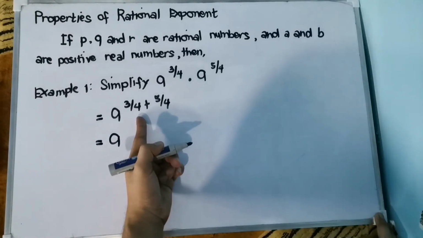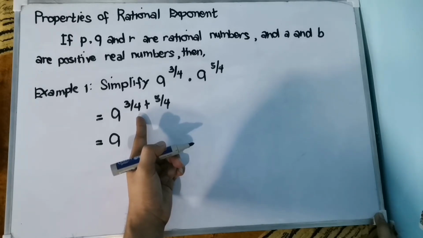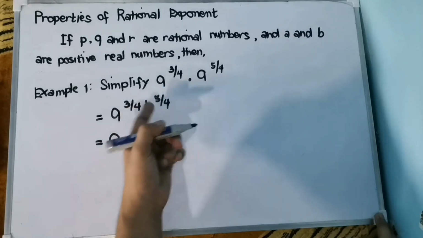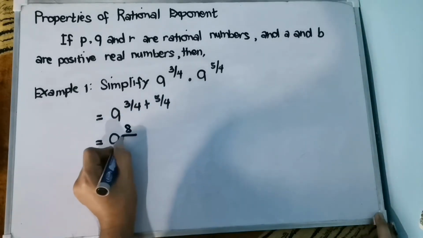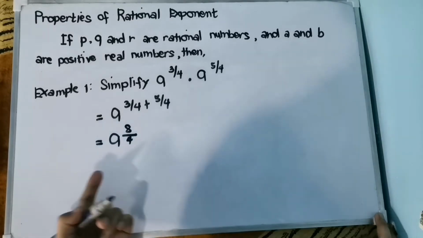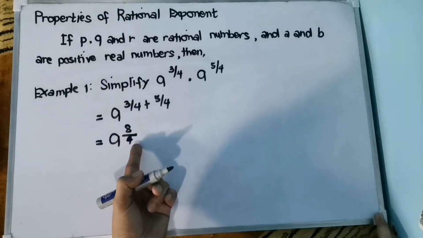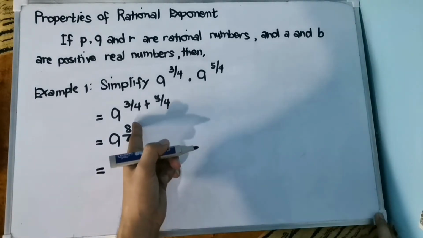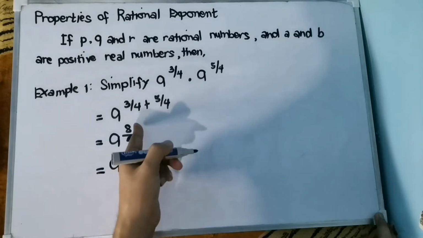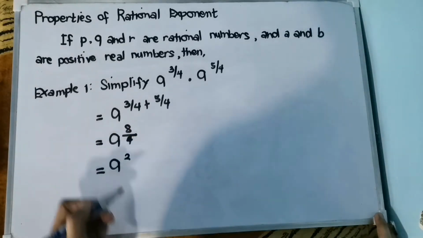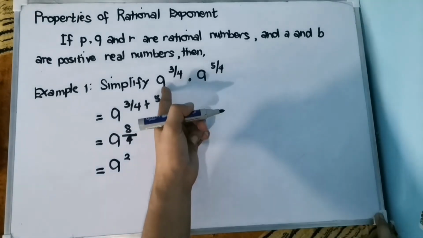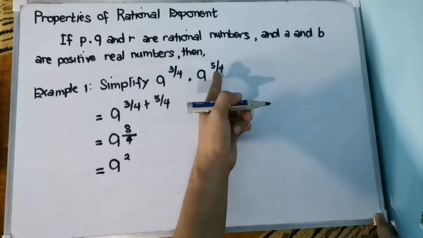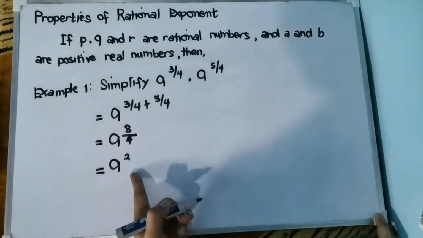So that is equal to a. Adding similar fractions, since pag sinabi nating similar fractions, they have the same denominators. So you just add the numerators and copy the same denominator. So 3 plus 5 is 8 over 4. So that is a raised to 8/4. To simplify, we need to divide 8 by 4. 8 divided by 4 is 2. So therefore, when you multiply a raised to 3/4 by a raised to 5/4, the product will become a squared.